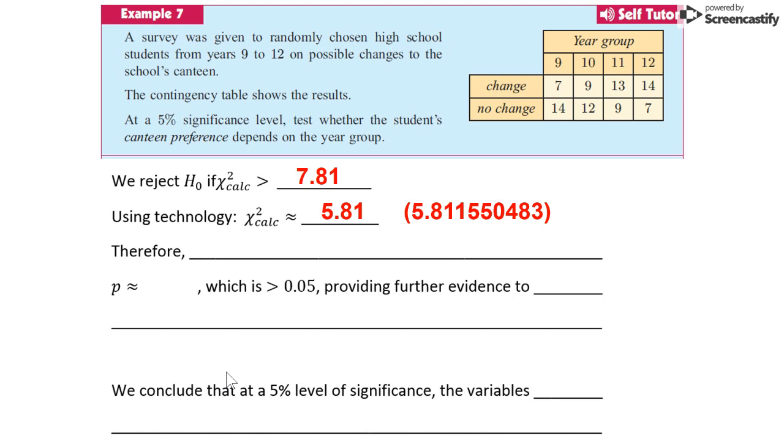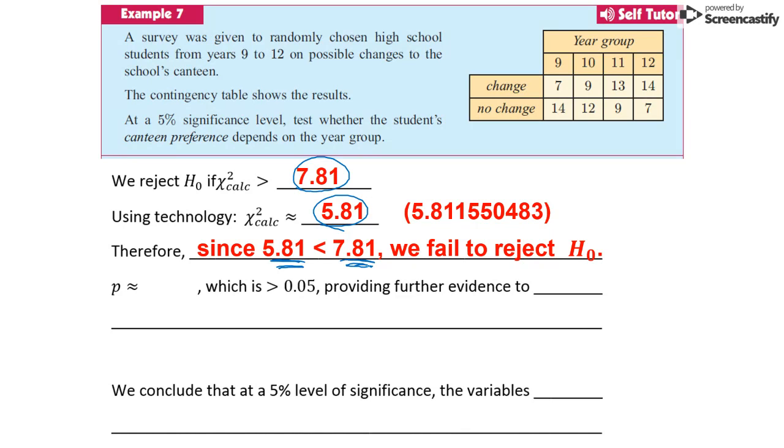So here's what that means. If we take a look at comparing our calculation, which was 5.81, to our critical value, our calculation is less than the critical value. So that means we fail to reject the null hypothesis. In other words, again, we fail to reject. That again is a fancy way of saying we accept the null hypothesis.